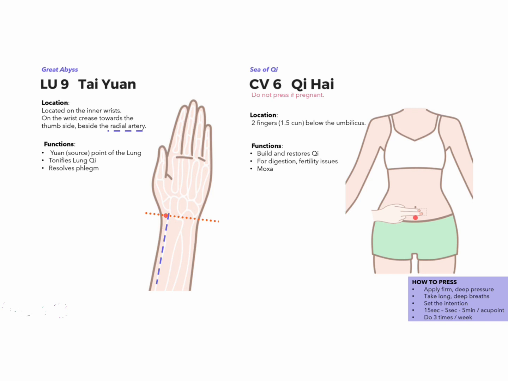When pressing the points, remember to apply firm and deep pressure. Take long and deep breaths while pressing. Set the intention and focus your energy on the point that you are pressing. Press firmly for 15 seconds, followed by 5 seconds release, and continue for about 5 minutes for each point. Press on a regular basis as acupuncture works cumulatively. Do note to avoid pressing some points if you are pregnant.